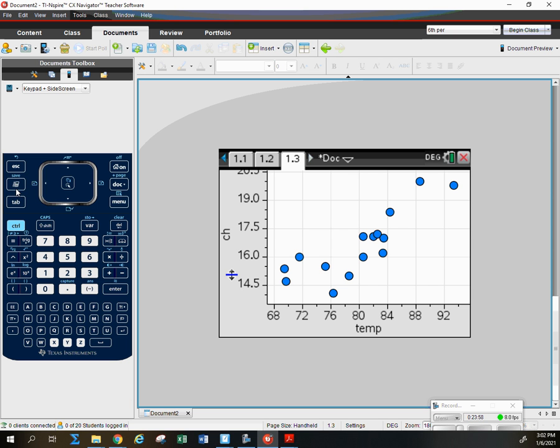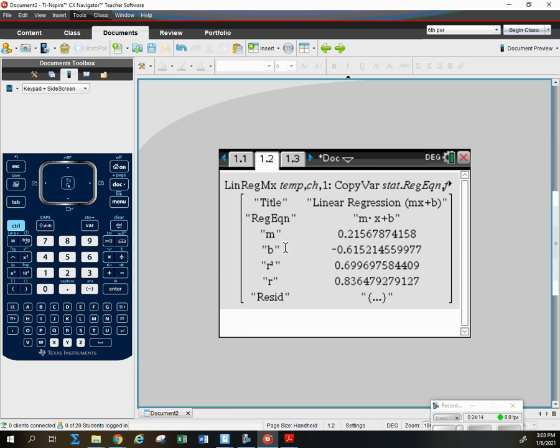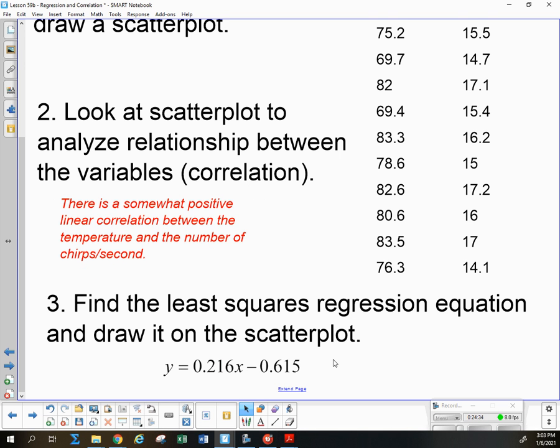So I'm going to go back a page. This little symbol here to the right of that toggle means go back a page. So I'm going to do Control and then click the left side of that. So yeah, that's the page I wanted. m was, and I'm going to round to 3 places, 0.216, x plus b, so plus negative 0.615 if I round back to 3 places. So that's what I write down on my part for number 3.